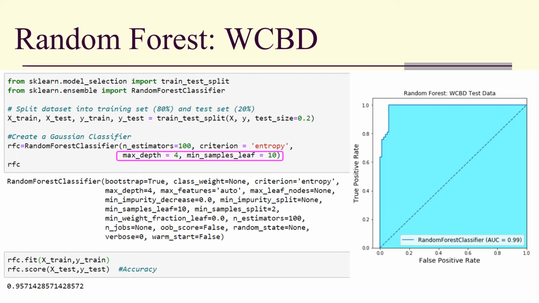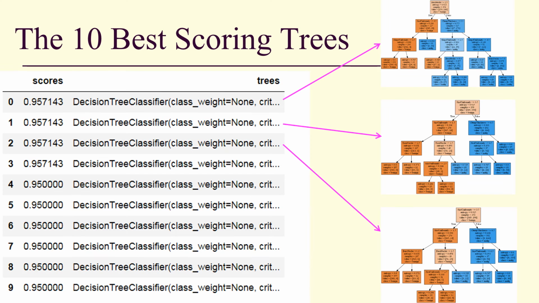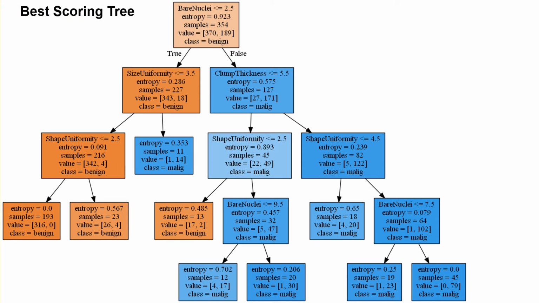We get a good accuracy score. But now we get trees that make some sense. The 10 best scoring trees are here, and notice that the top 3 I've drawn for us. Here's the best scoring tree, and notice that it becomes diagnostic.